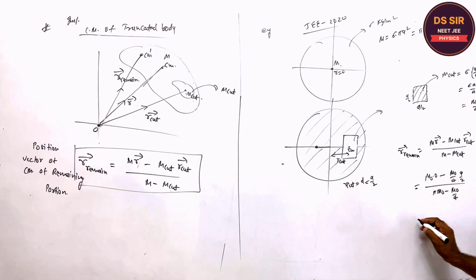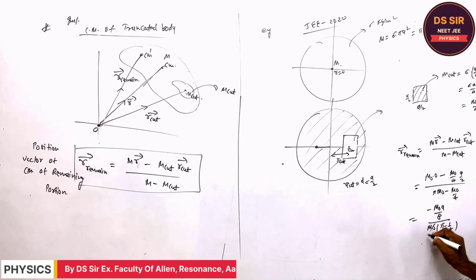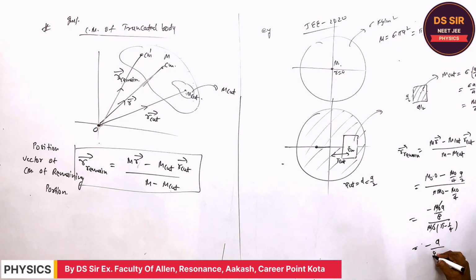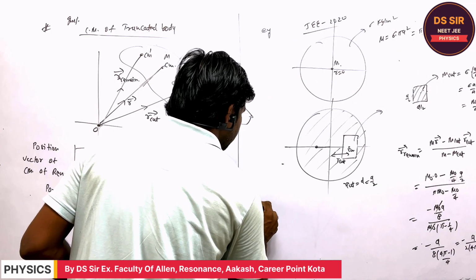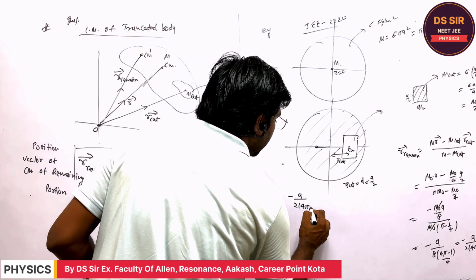Is it clear? So it is m naught a by 8 divided by m naught common pi minus 1 by 4. It will cancel out: minus a upon 8, 4 pi minus 1 upon 4. So it is minus 2a upon 2 minus 4 pi minus 1. So it should be the answer. Nearest integer they are asking, nearest integer. So the r remaining is equal to minus a upon 2, 4 pi minus 1.